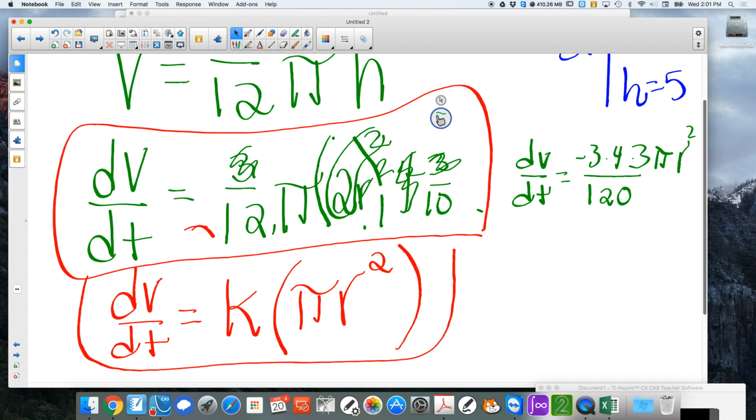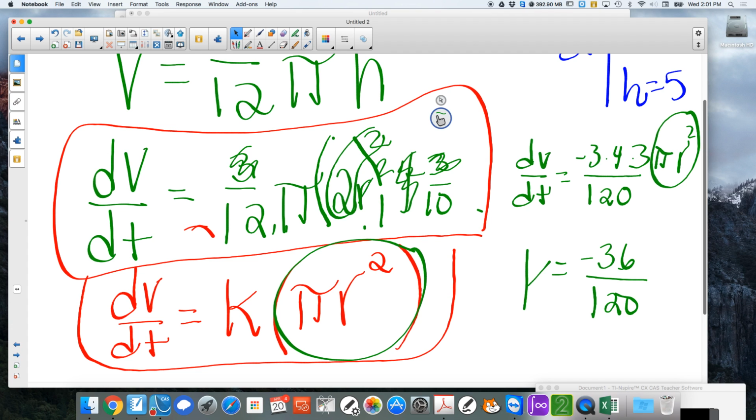Look how similar they are now, Henry. Here's pi r squared. So does that mean k equals whatever else we have left over right there? So we can even multiply that. 9 times 4 is negative 36, like Henry said. Over 120 is our value for k.